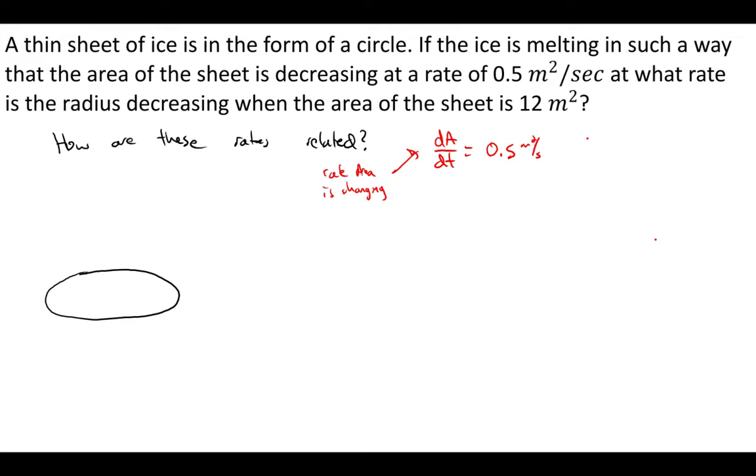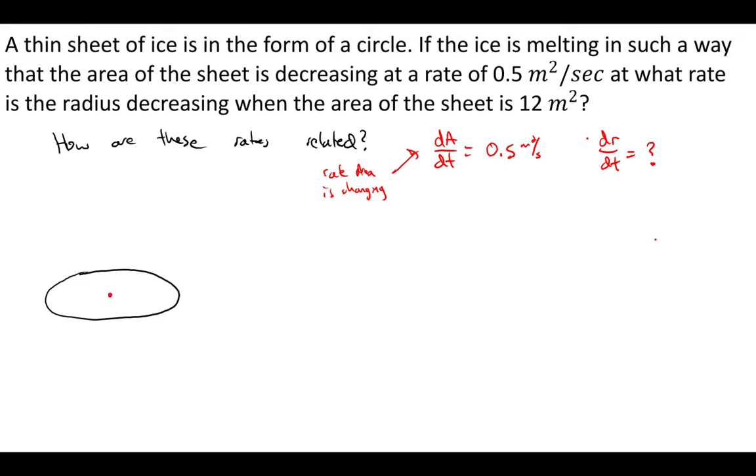Right. We want to figure out at what rate the radius is decreasing. Well, so we want to find dr/dt. What rate is the radius decreasing? What is that? Now, we're not given a lot of other information, so we need to figure out a formula that's going to work.